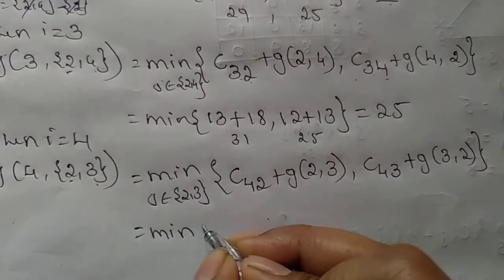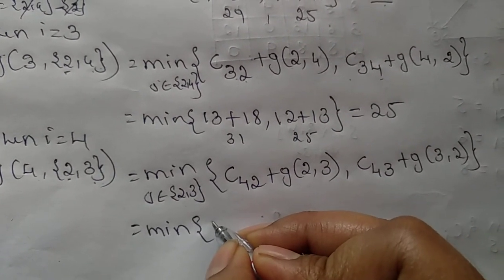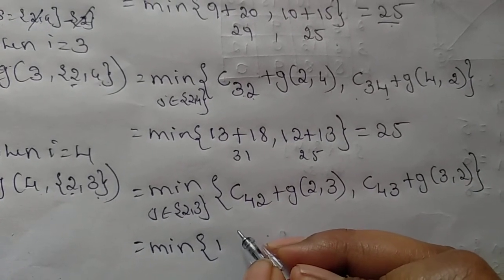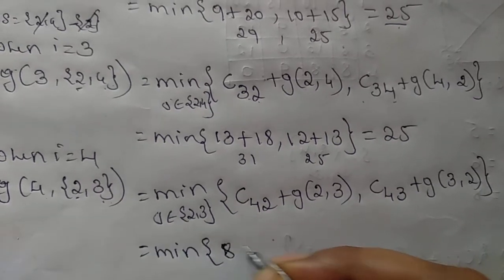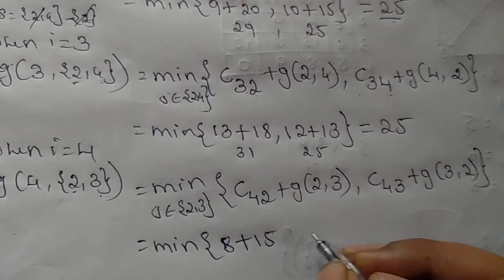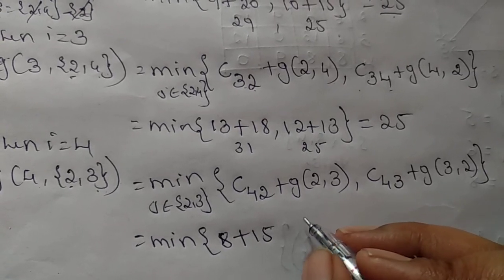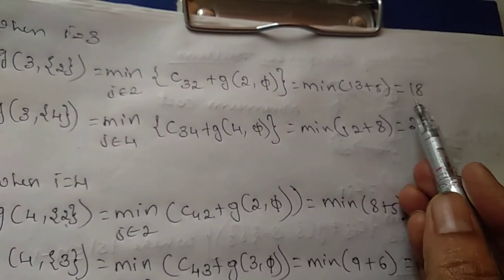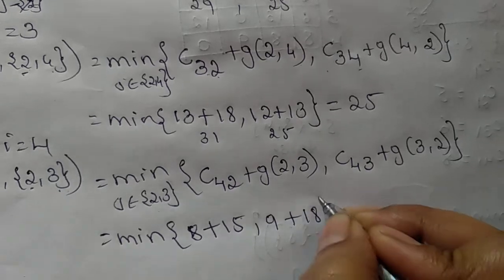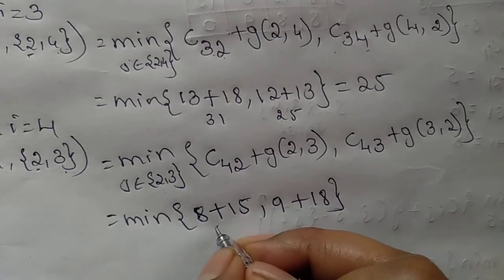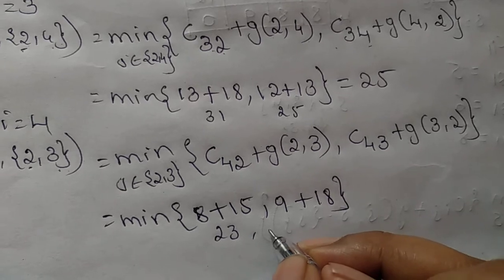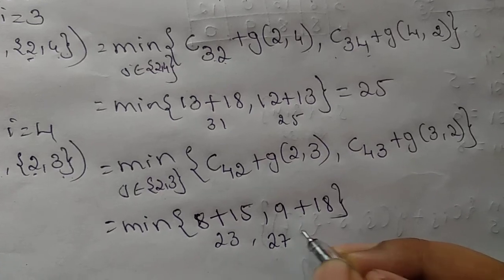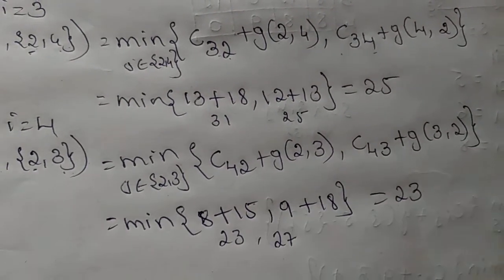What is the value? Min C of 4 to 2 from your cost matrix. Sorry, it is 8, plus G of 2 to 3 is 15, we have calculated. Then comma C of 4 to 3 is 9 plus G of 3 to 2 is 18. 15 plus 8 is 23. Then 18 plus 9 is 27. So here you will get 23 as minimum. I will get 23 for this.